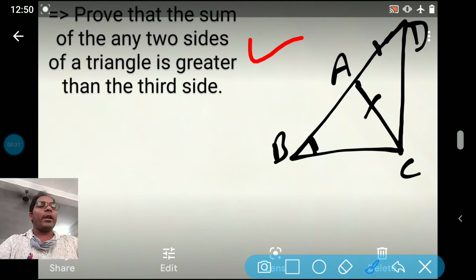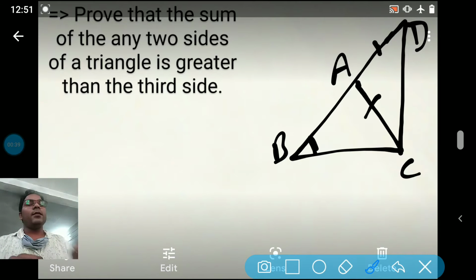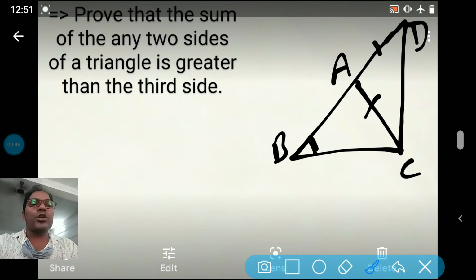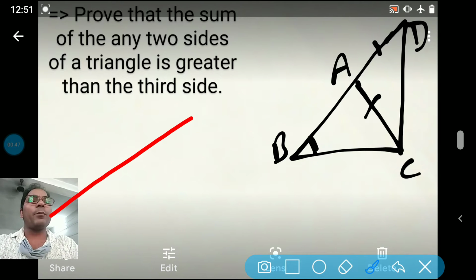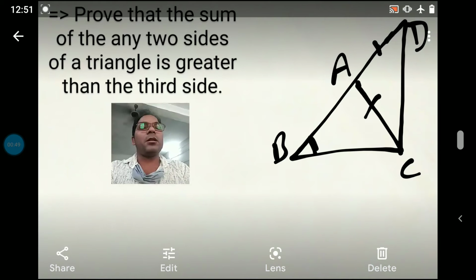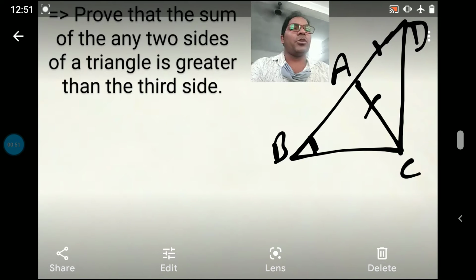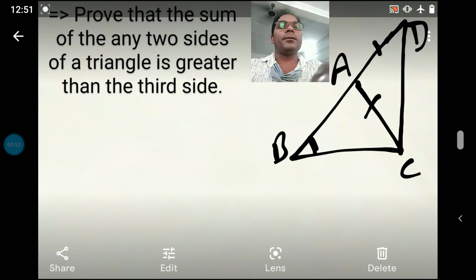And students, whenever we need to construct a triangle, it is a must that the sum of any two sides should be greater than the third side. So in this theorem we will prove it. How can we prove it? I am going to explain, and it is very easy, not typical to learn.